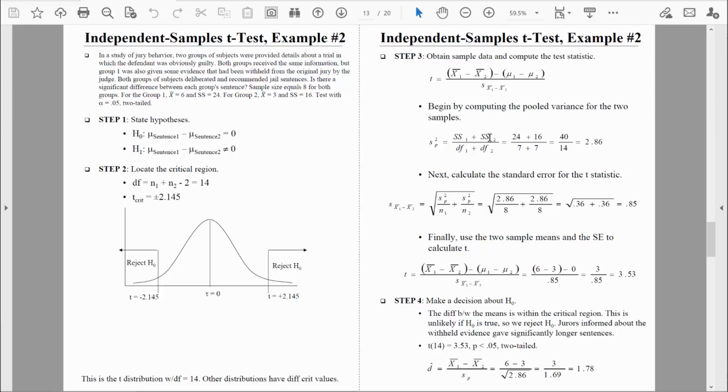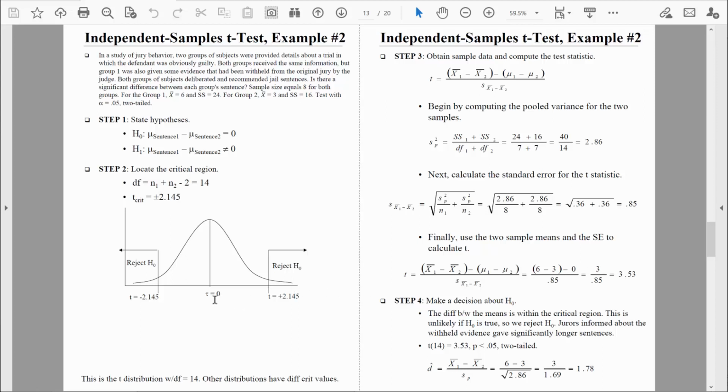So this is where we start. We compute pooled variance, and then we stick it into this formula for standard error. We compute standard error, and then we stick it into this formula for t. And we find a t-value of 3.53. 3.53 is a pretty healthy t-value. Let's see where it is in the distribution of differences between sample means.